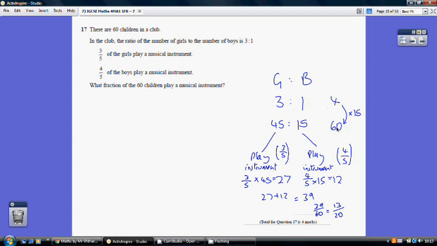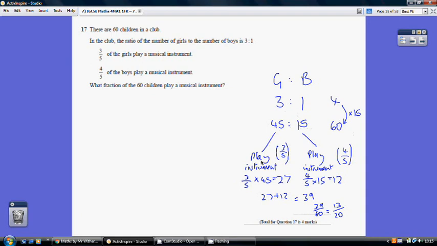Well, we multiply by 15, because 60 divided by 4 is 15. So we're going to have to multiply these ratios by 15. 3 times 15 is 45, and 1 times 15 is 15. So 45 to 15 is following the ratio 3 to 1, with 45 being 3 times bigger than 15. But 45 add 15 is our 60 children.